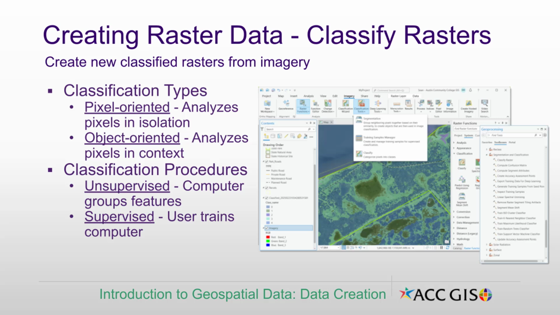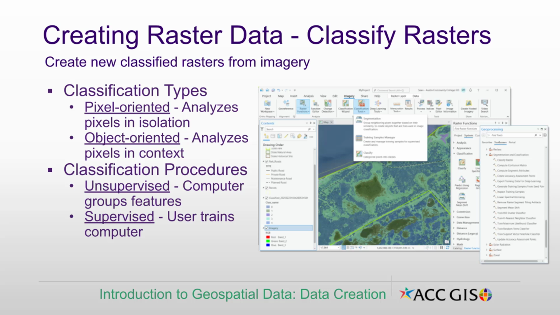The classification types include pixel-oriented and object-oriented. Pixel-oriented is where you're analyzing each pixel in isolation. Object is where you are analyzing groups of pixels that create objects. So pixel-oriented analysis might be focused on, for example, classifying pixels, whether they're grass, water, or forest. But object-oriented would be looking for objects like swimming pools, for example, or airplanes or aircraft carriers, where you are identifying a collection of pixels that identifies that object.